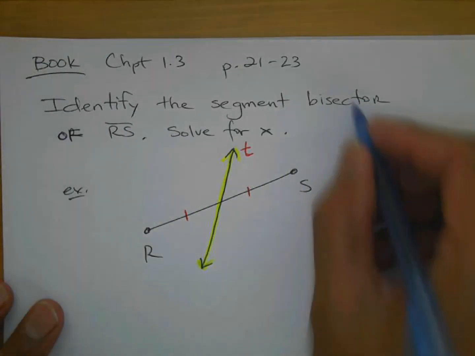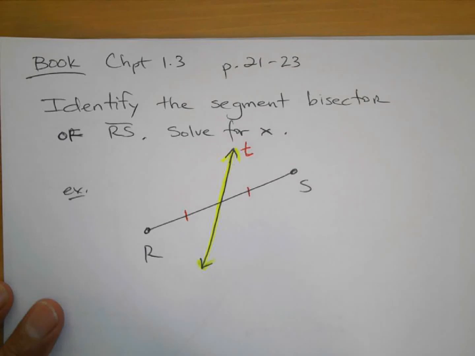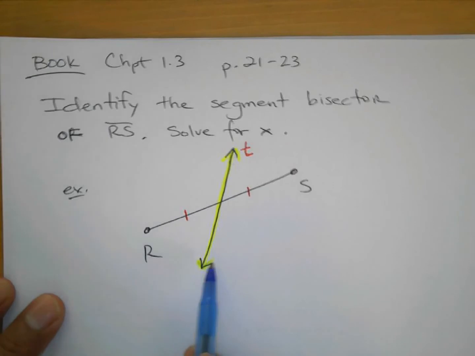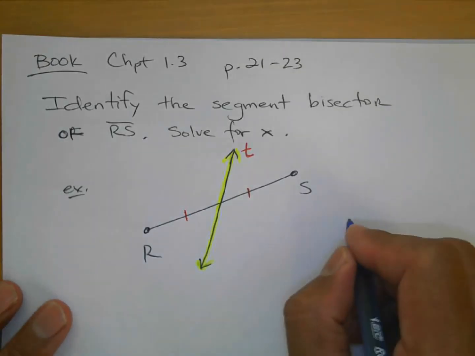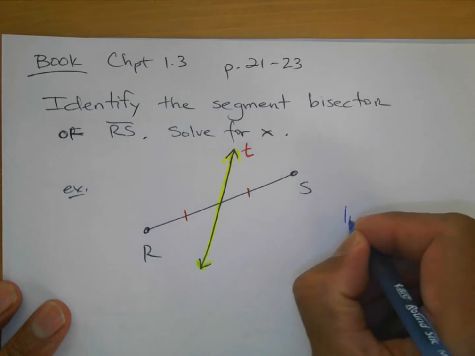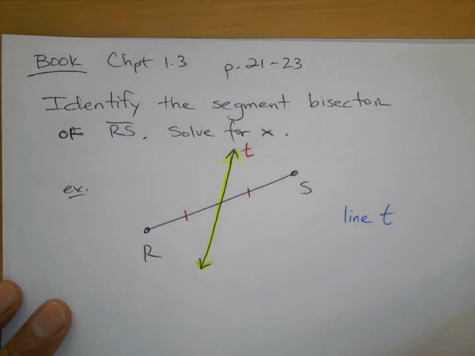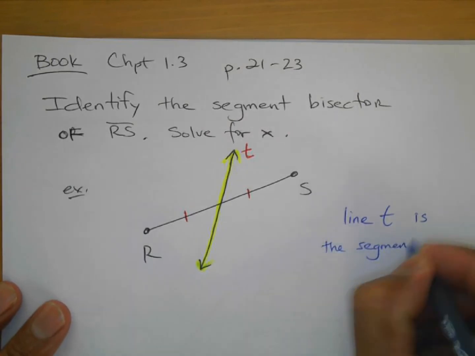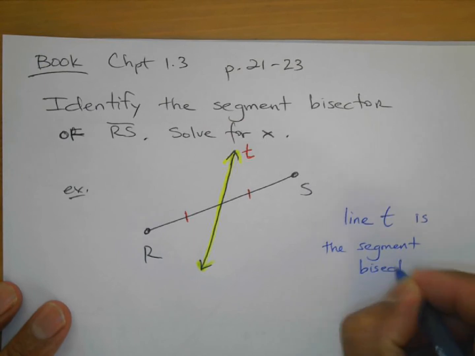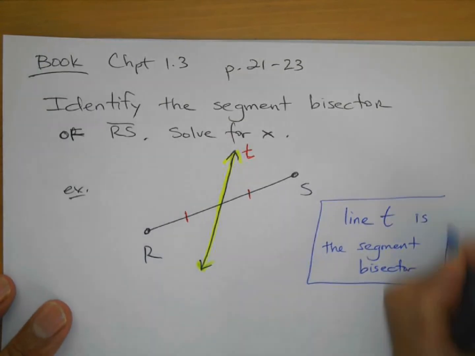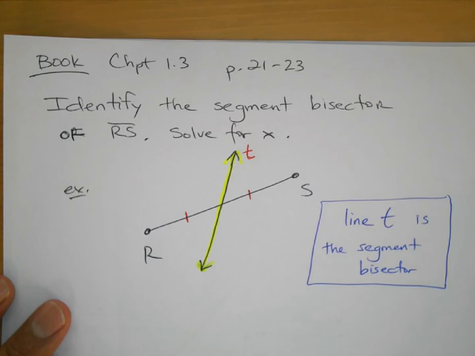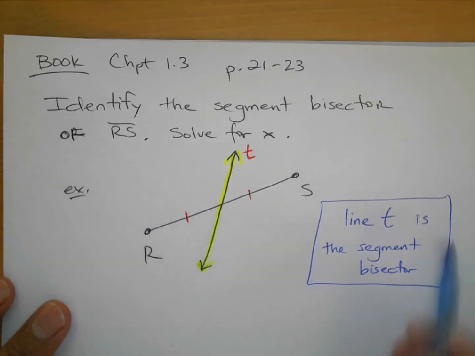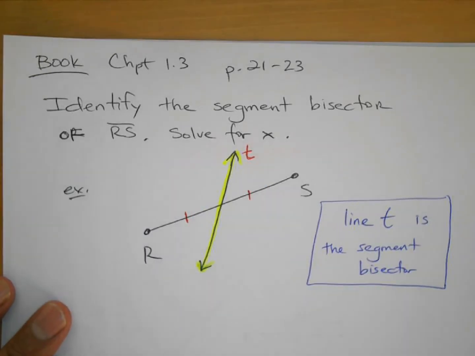Okay, for part one, to identify the segment bisector, which one's the segment bisector? Is this a point? Is this a line? Is this a segment? Or is this a ray? Well, this is line T. It's a line. Line T is the segment bisector. That's it. That's the first part. If it's a line, you say line. If it's a point, you say point. If it's a ray, you say ray. If it's another segment, you name out the other segment.